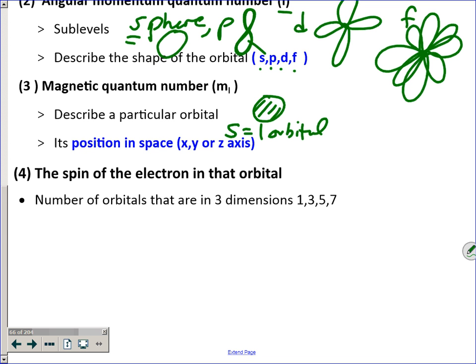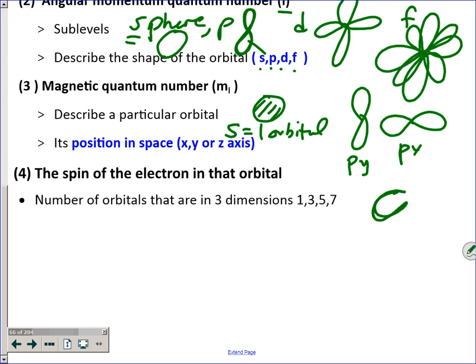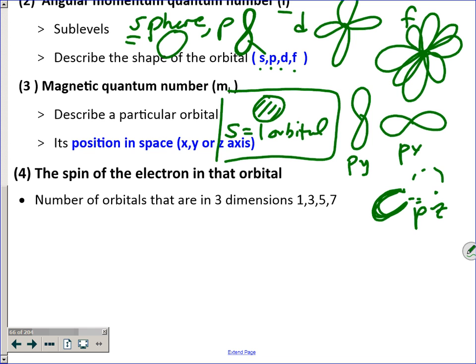But how many different directions can you throw this dumbbell? This is the Y, this is the X, and this is the Z. So it can take on how many different orientations? 3. There's the, I'm going to say PY. Here's the PX, and then the Z one kind of comes out of the board and then goes into the board, like that. Okay, so I'm going to stop drawing these from now on because they get really complex. So basically what you know so far is the S orbital, there's only 1 version of it. For the P orbitals, how many versions? 3. So 3 P orbitals.